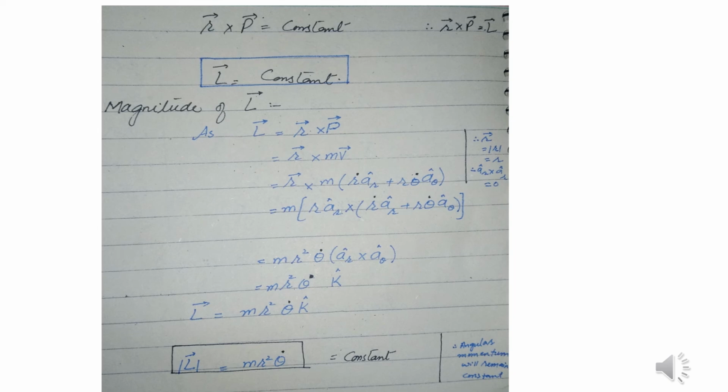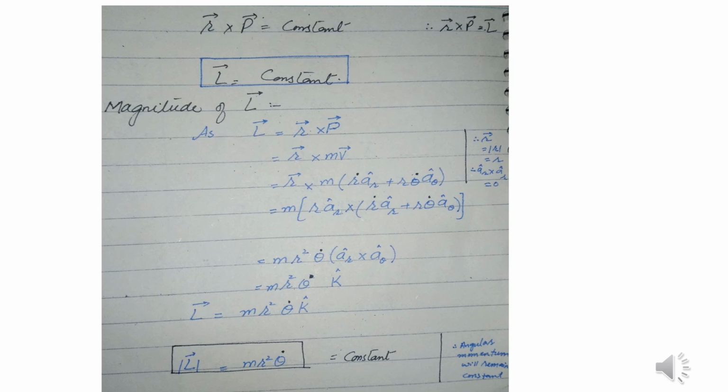r cross p is equal to constant. We know that r cross p is equal to the angular momentum L. Putting the value, the angular momentum L vector is equal to constant. This shows that the angular momentum for the central force remains constant. Now calculating the magnitude of L, as L is equal to r cross p, substituting the value of p, that is mv, we get r cross mv.